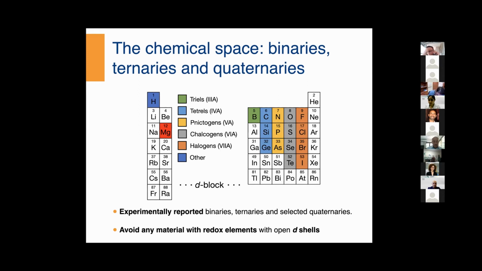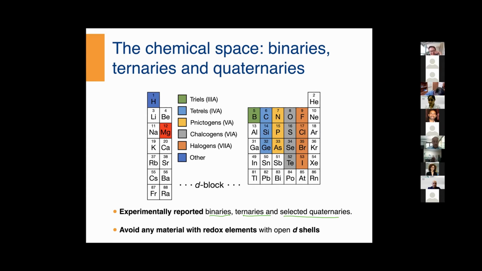What are the hypotheses? The hypothesis is that we have looked at binaries, ternaries, and selected quaternaries. And more importantly, these are all experimentally reported. So there is no fantasy chemistry here. And the second hypothesis, I apologize, is that none of this chemistry that we are looking into contains redox elements. This is because if you have a redox element, a change in oxidation state might signify that you move electrons across your potential coating material.